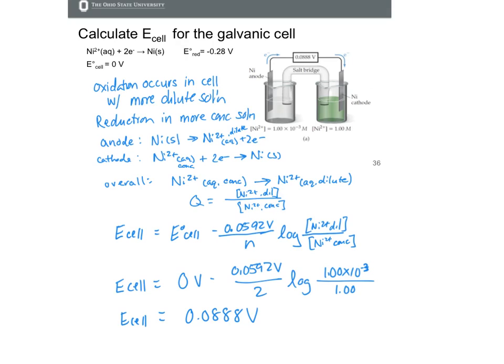Other questions? Yes? Why do we use E cell instead of the reduction potentials? For the Nernst equation, you use the cell potential. The Nernst equation is just for cell potential. Reduction potentials come into play when you're calculating the standard cell potential.